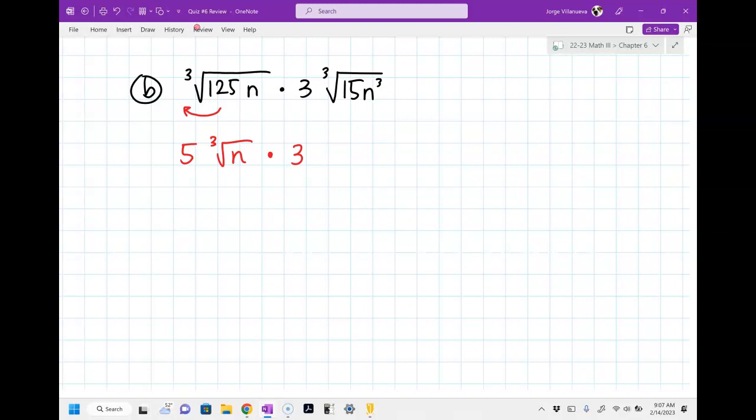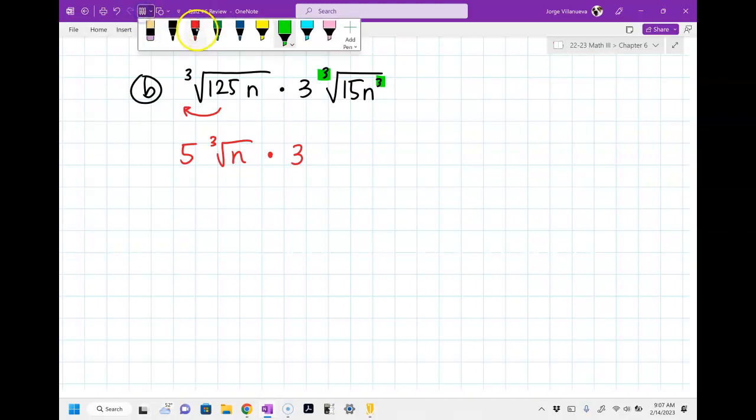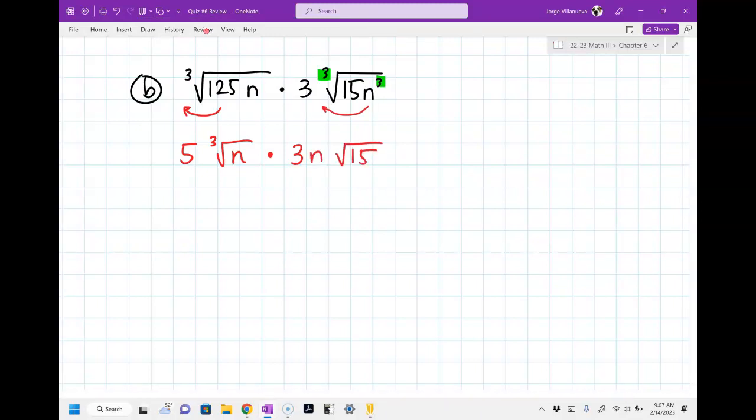Do I know the cube root of n cubed? Notice the index matches the power. What's the cube root of n cubed? If the index matches the power, what do I do with it? I just take it out, right? Just got to take it out. So this is going to become n cube root of 15. Oops, I forgot to put cube root.